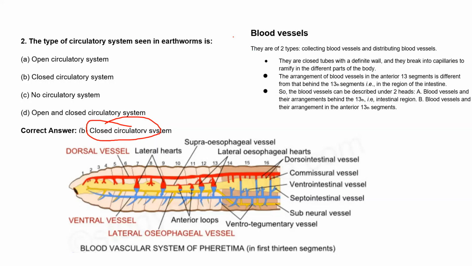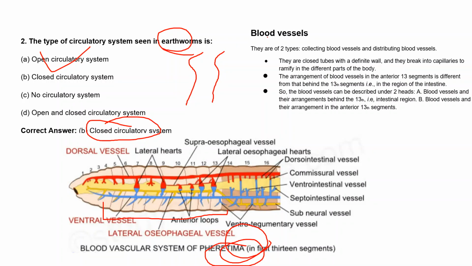We know this is the blood vascular system of Pheretima, that is the earthworm. Here they have a closed circulatory system, that means the blood flows through the blood vessels. If blood doesn't flow through blood vessels, we call it an open circulatory system. But in case of earthworm, these blood vessels are present and blood flows through them. So that's why we call it a closed circulatory system.